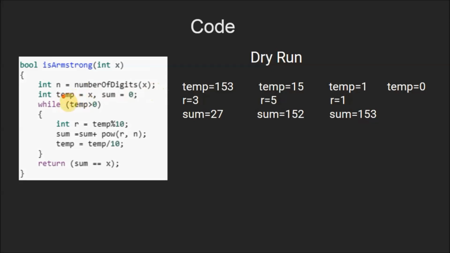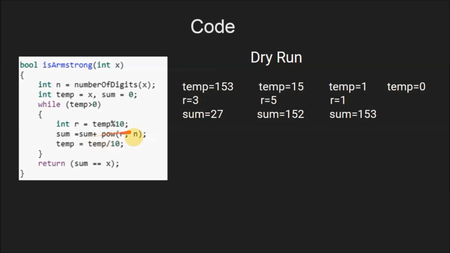We are taking a variable temp that will store the value of x, and a variable sum that will be initialized to 0. Now we are running a while loop with the condition temp is greater than 0. Within this loop we'll first calculate the remainder of temp as temp mod 10. So the last digit of temp will come in this variable r. Suppose the number is 153, then 3 will be stored in this r. Now sum is updated to sum plus power of r comma n. This power function is a predefined function in C++. This will calculate r to the power n.